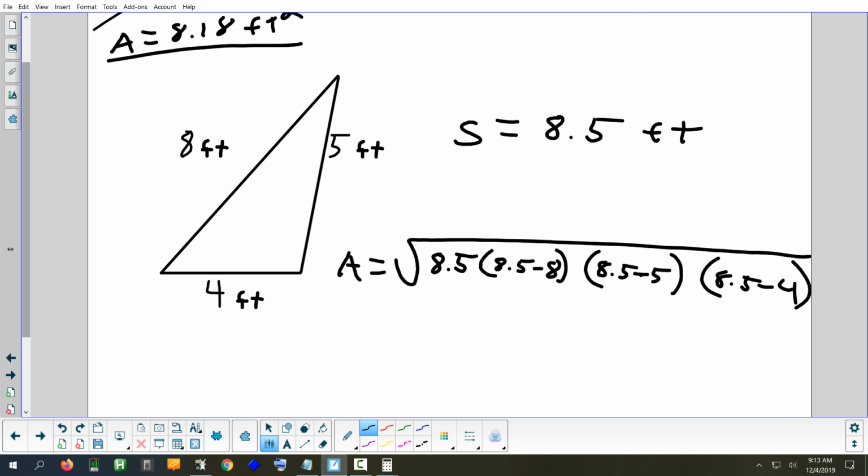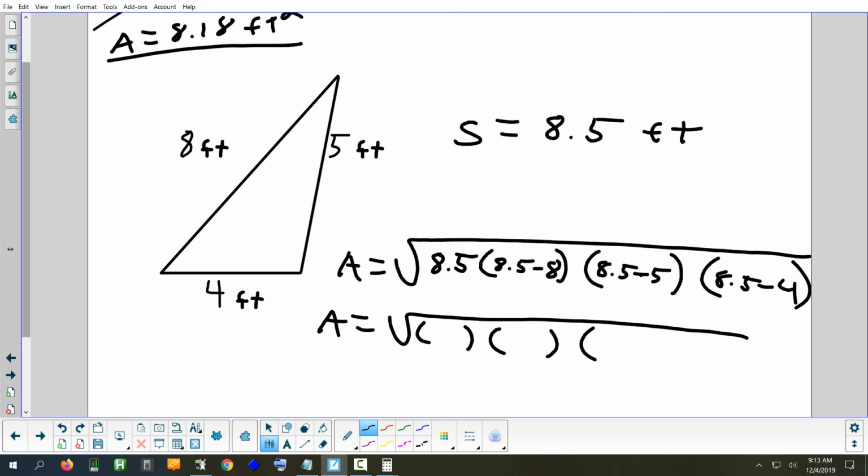Now, before I type it in, what I would do is just simplify all the subtractions and then type everything in. All right. So we're going to have 4 things. 8.5. What's 8.5 minus 8? A half. Okay. What's 8.5 minus 5? 3.5. And 8.5 minus 4. 4.5.